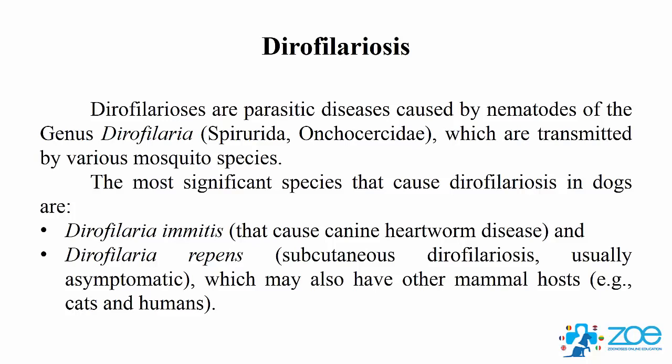Dirofilariosis are parasitic diseases caused by nematodes of the genus Dirofilaria, of the order Spirurida and family Onchocercidae, which are transmitted by various mosquito species. The most significant species that cause dirofilariosis in dogs are Dirofilaria immitis, which causes canine heartworm disease, and Dirofilaria repens, which causes subcutaneous dirofilariosis, usually asymptomatic, and which may also have other mammal hosts, such as cats and humans.